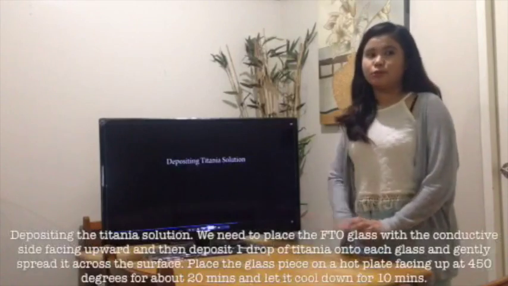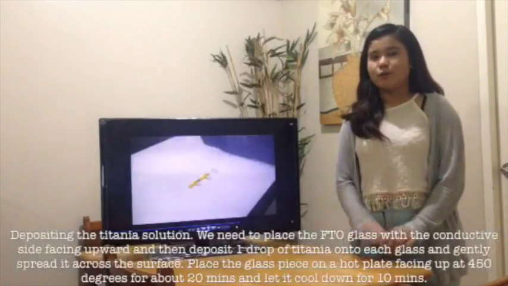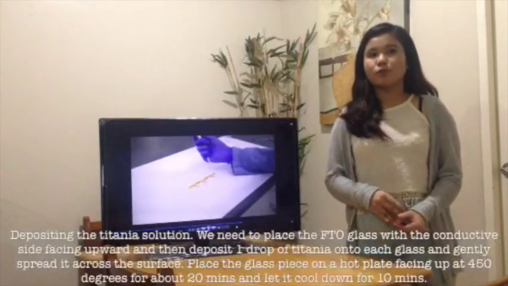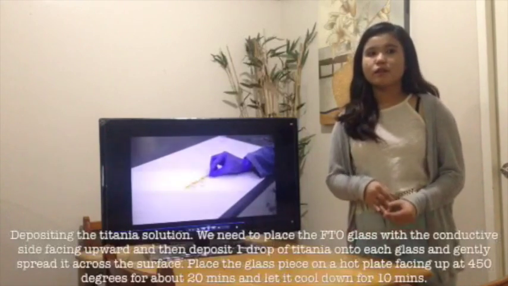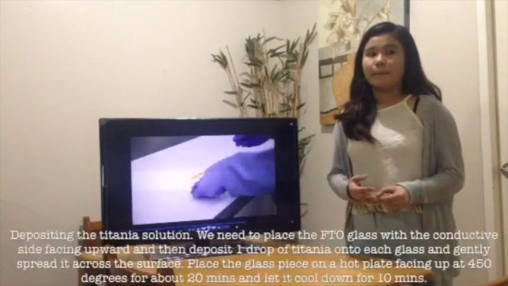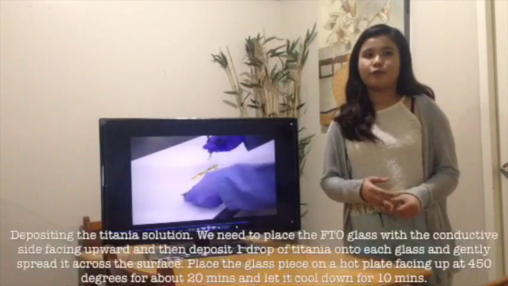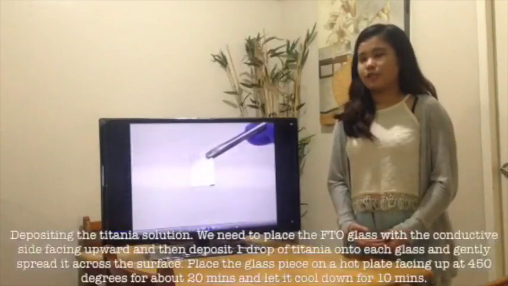Depositing the titanium solution. We need to place FTO glass with the conductive side facing upward, and then deposit 1 drop of titanium onto each of the glass. Spread it across the surface. Place the glass piece on a hot plate facing up at 450 degrees Celsius for about 20 minutes and let it cool down for 10 minutes.